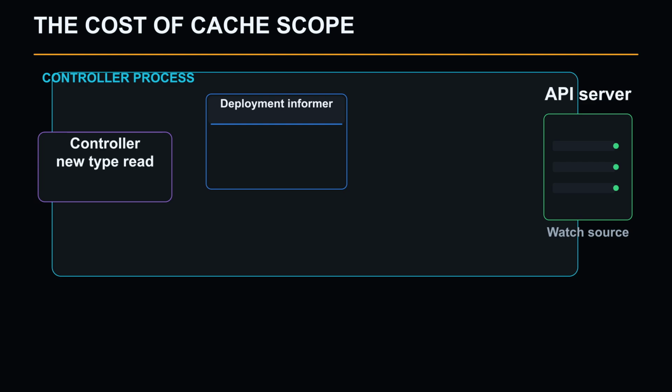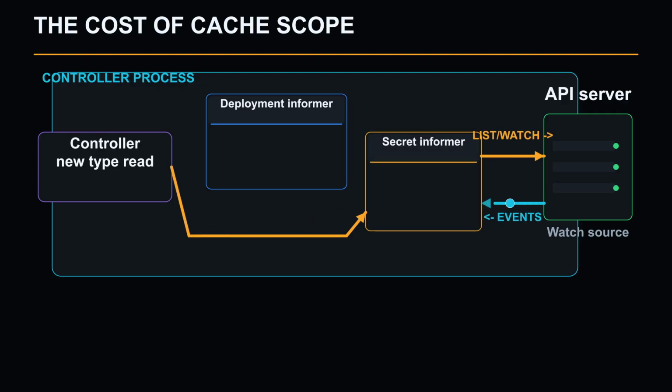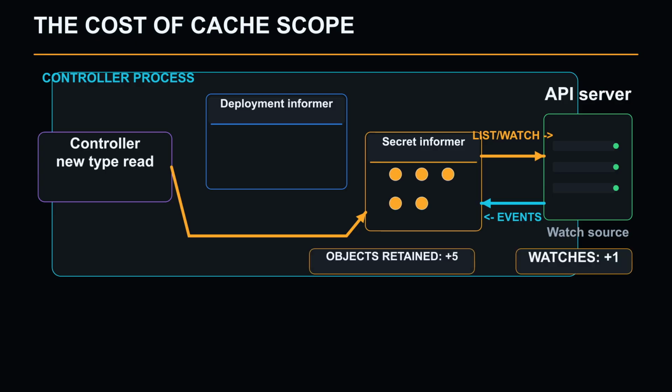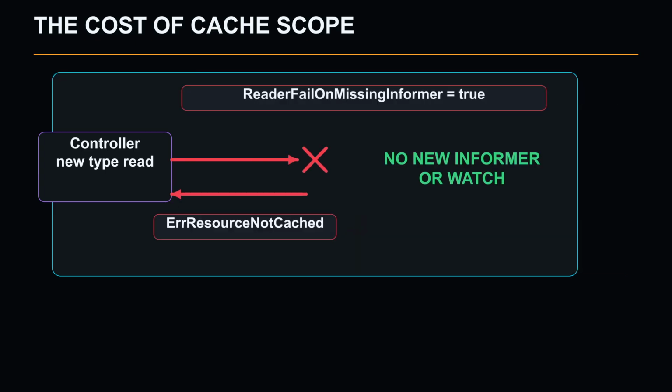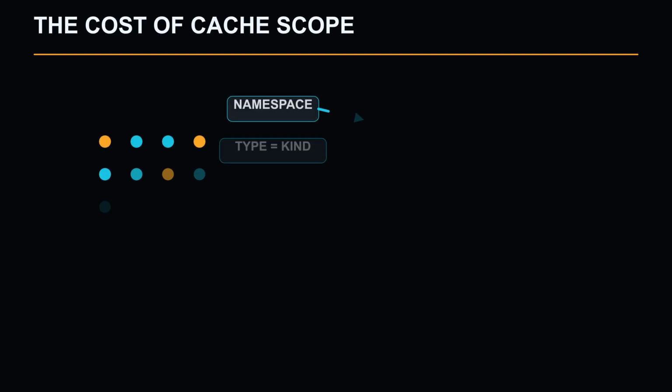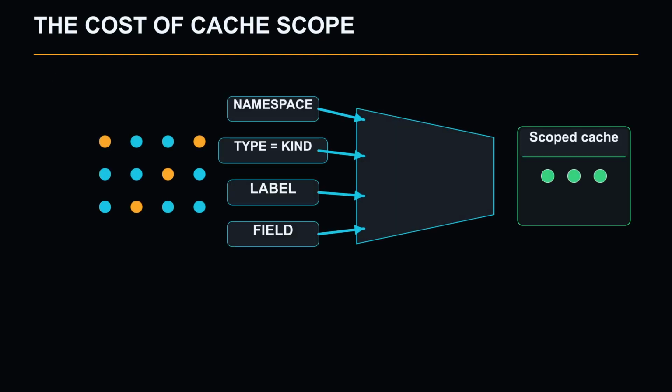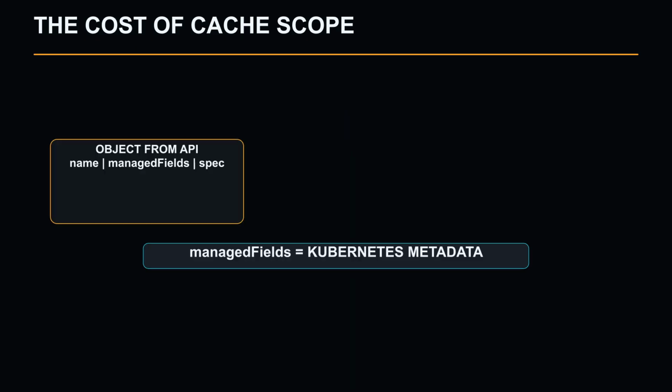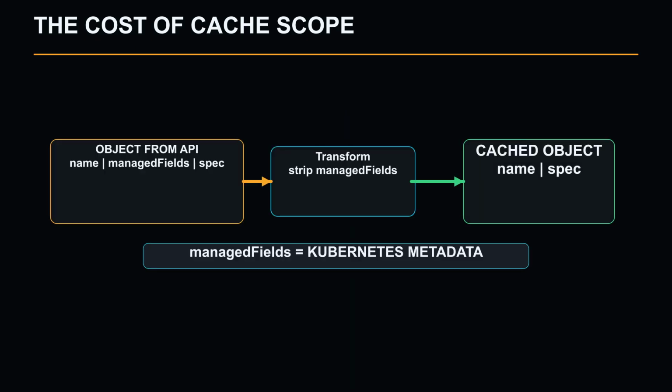By default, a get or list for a structured type without an informer can start a new informer. That can add a watch and retain objects you did not expect. In a large cluster, an innocent-looking list can change memory and watch footprint. Reader FailOnMissingInformer returns an error instead of silently creating that informer. You can also narrow the cache by namespace, object type, label or field selector. If managed fields are unnecessary, a documented transform can strip them before caching.